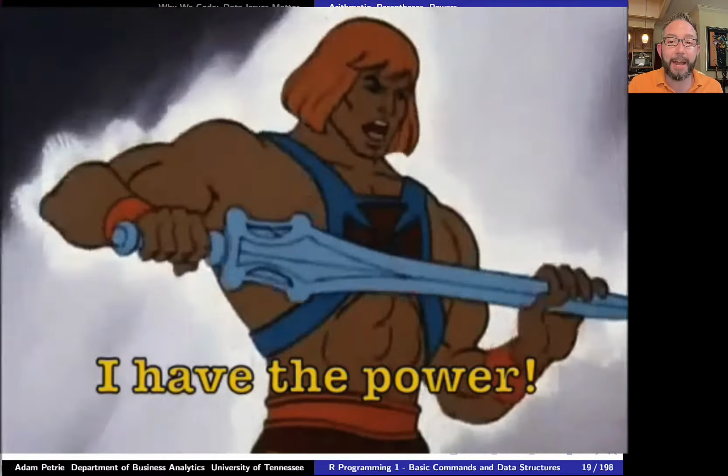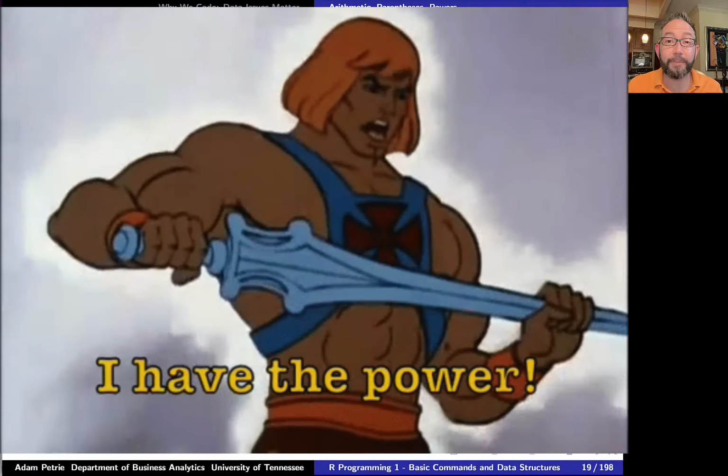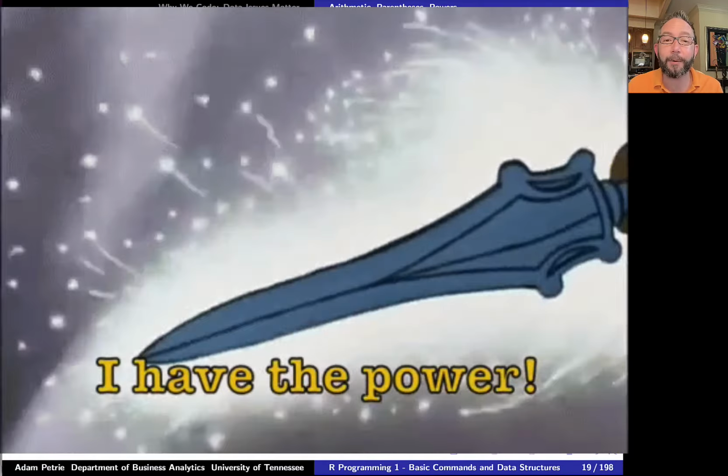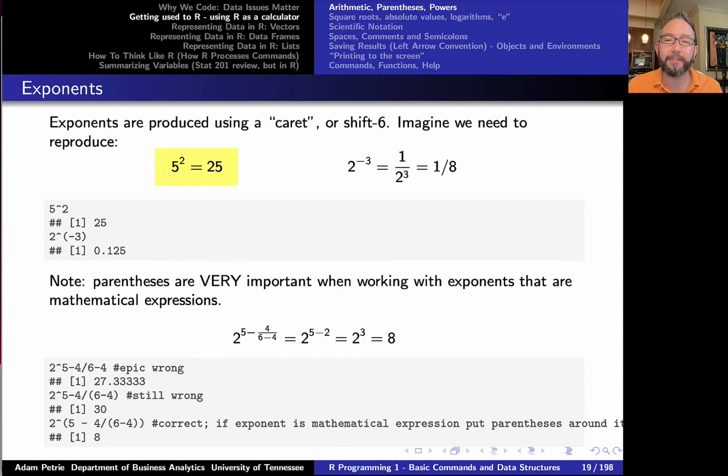All right, what other common mathematical operations do we do in R? Well, we very often raise things to a certain power. Maybe we'll square 5, 25. Maybe we'll take 2, raise it to the minus 3 power, equivalent to 1 over 2 raised to the third power, or 1/8. So how do we do exponentiation in R?